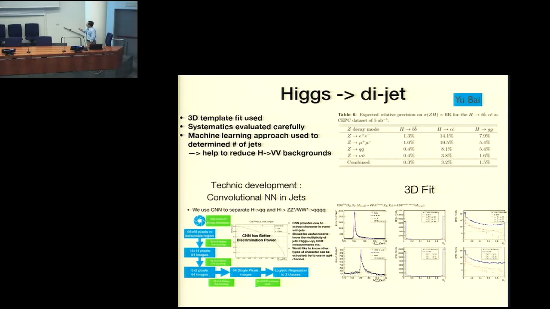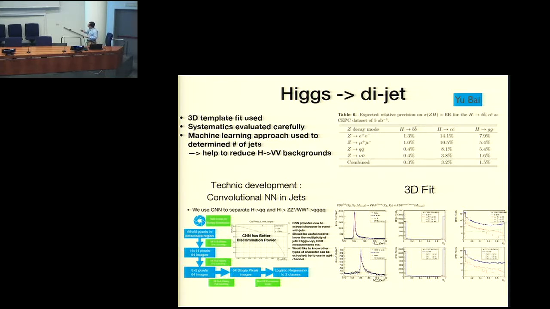For the Higgs to digest analysis, it includes the b bbar, c cbar, and the gluon-gluon pair. This channel is very important because it's a very good test bed for the Philip-Tagan check. Now we use a three-dimensional template fit, and the systematics were evaluated carefully because this work was reviewed by very senior people.